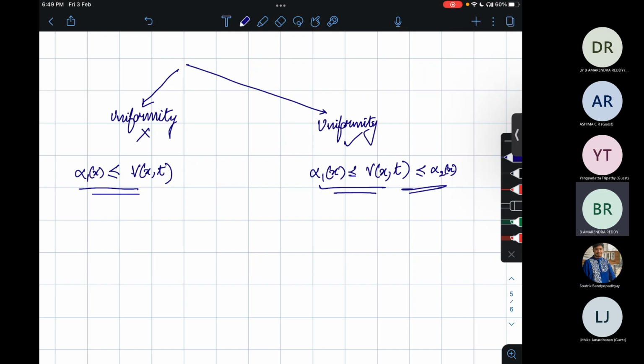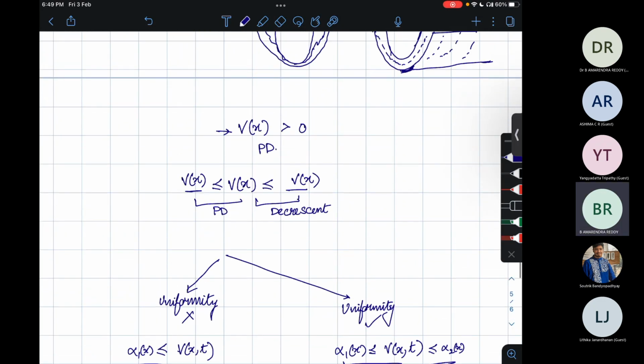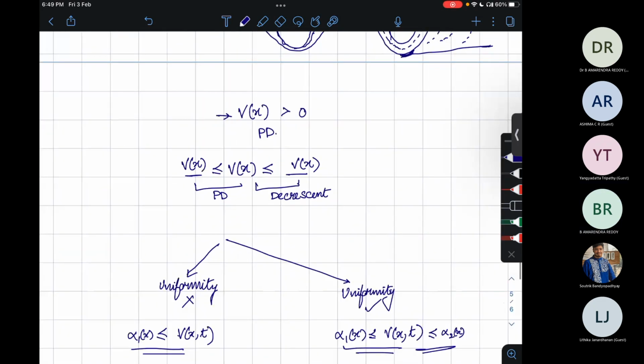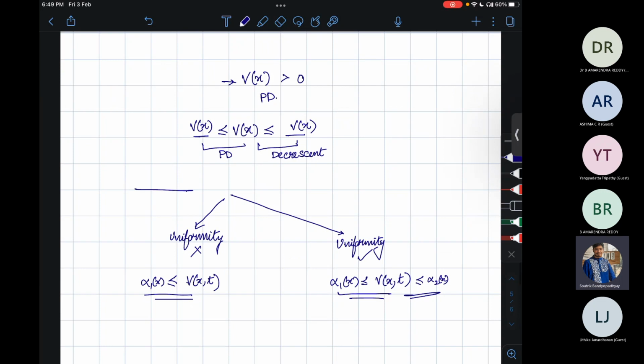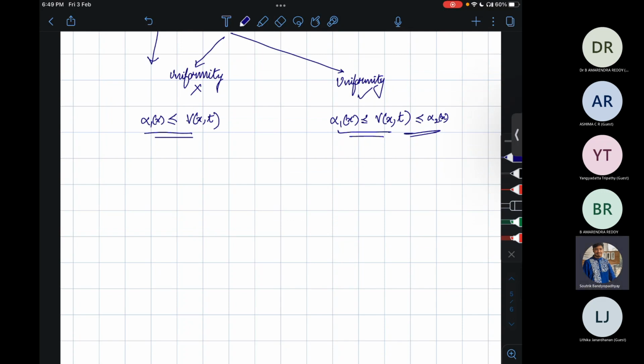Okay. Sir, can you explain the uniformity case again? Which one? Just above, just now you have told, no? Can you elaborate this uniformity thing, this over here? Yes, sir. Okay, so the uniform result.